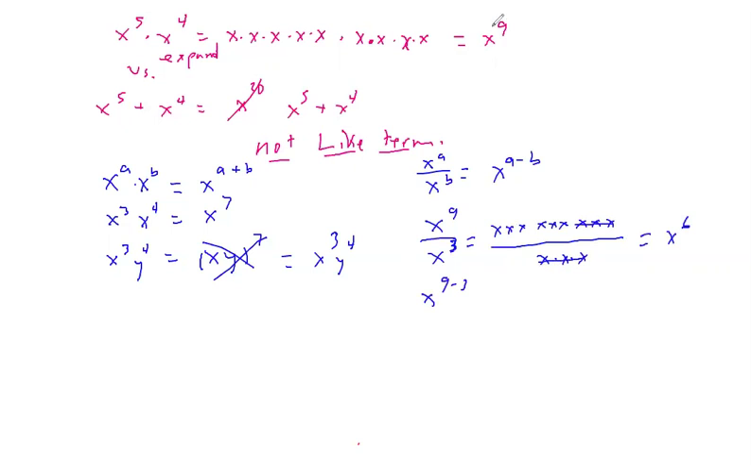Okay, now let's try a problem here, and you see if you can do it. What do you think this is? X to the 3rd times x squared divided by x to the 4th. What do you think it is? Do you think it's maybe x to the 9th, x to the 1st, x to the 0, x to the 2nd? Which one do you think it is? Well, it's this one right here.